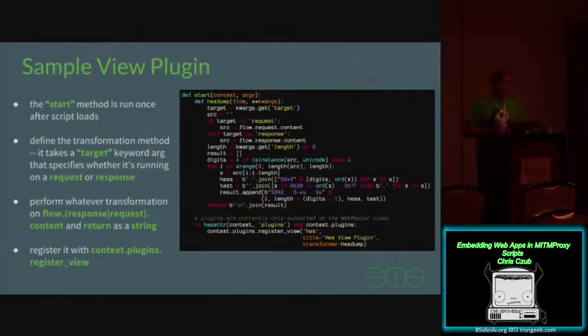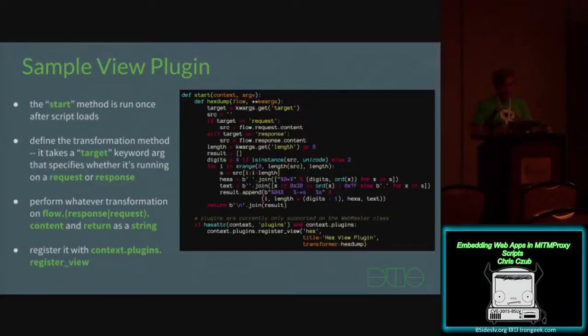So I'm going to go through a couple sample plugins here and show how they're implemented, show how simple it is to start doing this and how easy it is to get these things to appear in the UI now. Common to all MITMProxy scripts, they have a start method available. This takes in a context and some arguments, which are taken from the command line. So right here, we start off by defining our transformation method for this view plugin, which is our hex view.